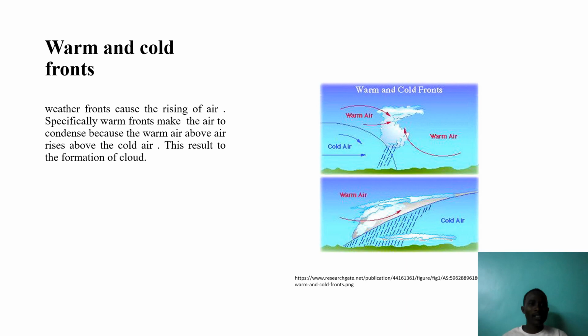The next slide is about warm and cold fronts. Weather fronts cause the rising of air. Specifically, a warm front makes the air condense because the warm air lies above the cold air. This results in the formation of clouds. This means that when warm air is above the cold air, it rises. Then this leads to the formation of clouds.